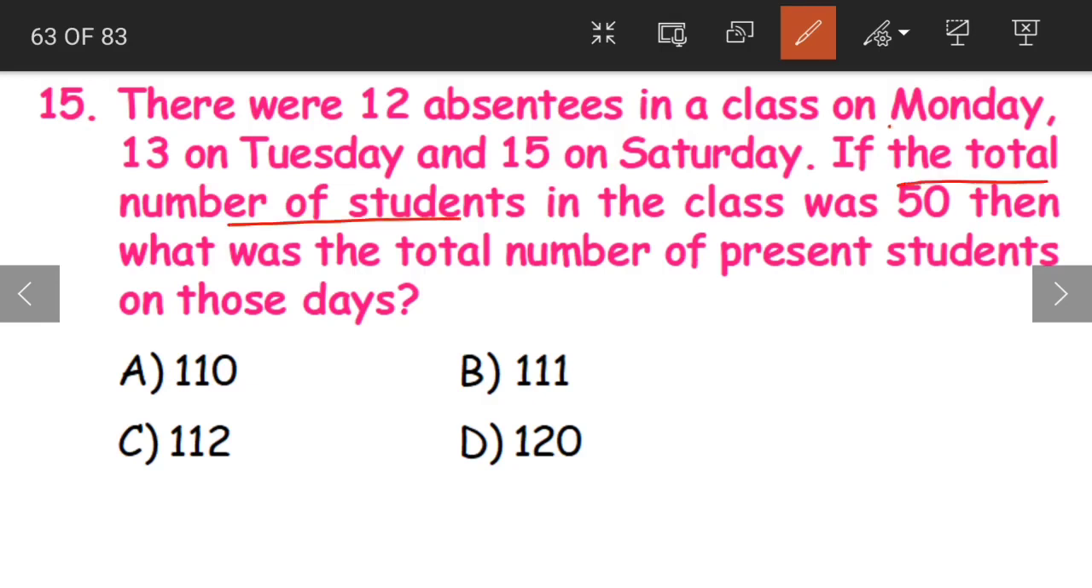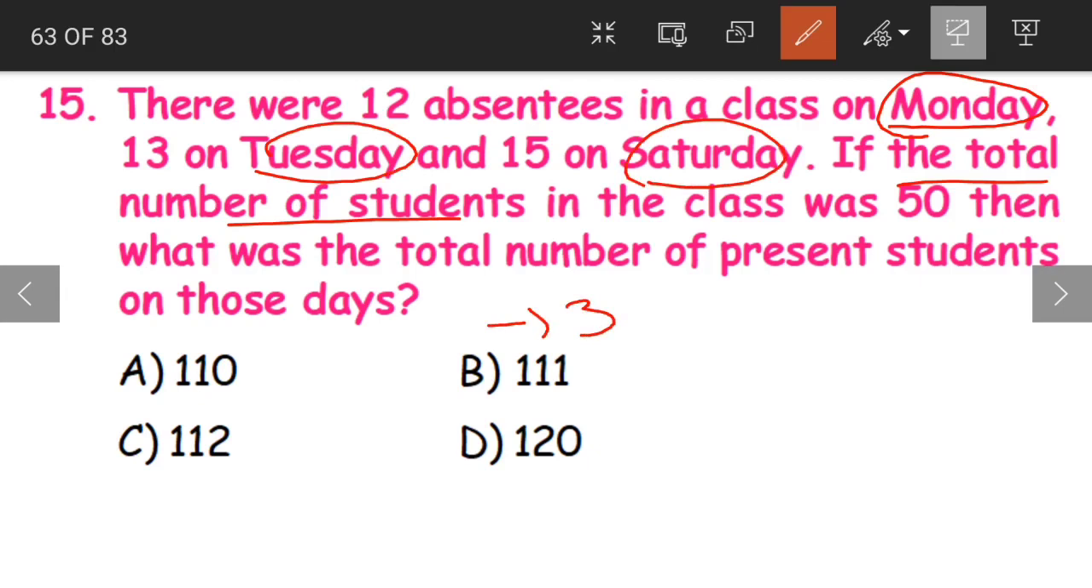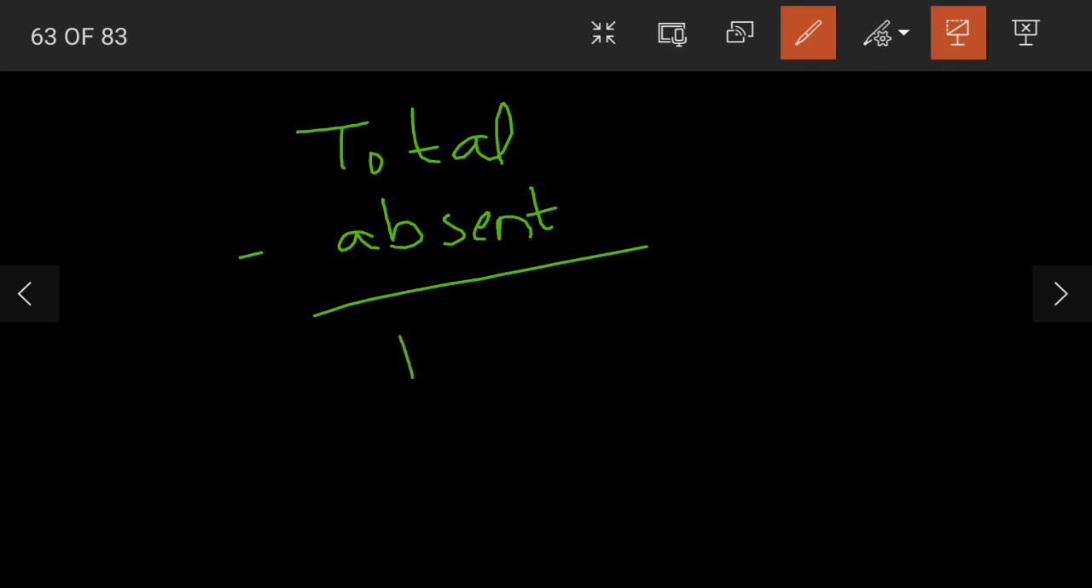If the total number of students in the class was 50, then what was the total number of students present on those days? On how many days? First count the number of days. 1, 2, 3. We are counting the total present students on 3 days. What is the total? How can we calculate the number of present? The total minus the children who were absent will give us the total number of students who were present.